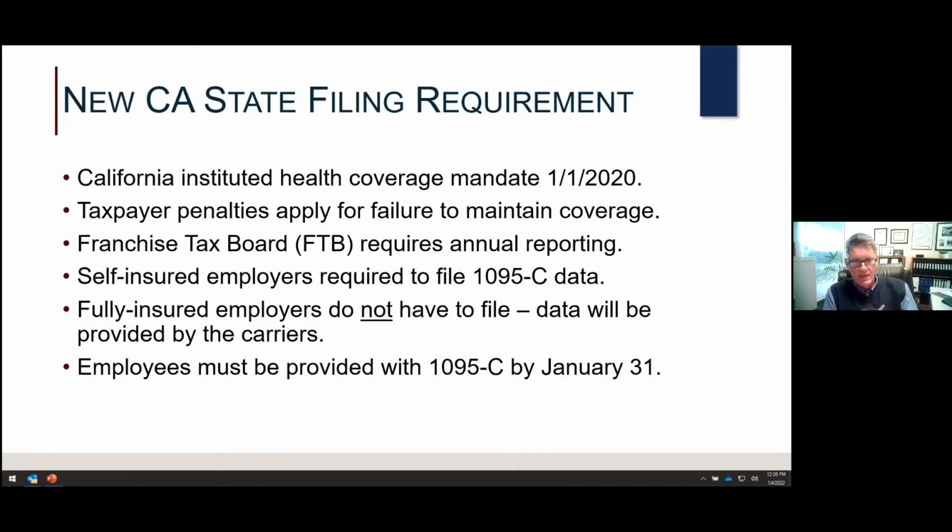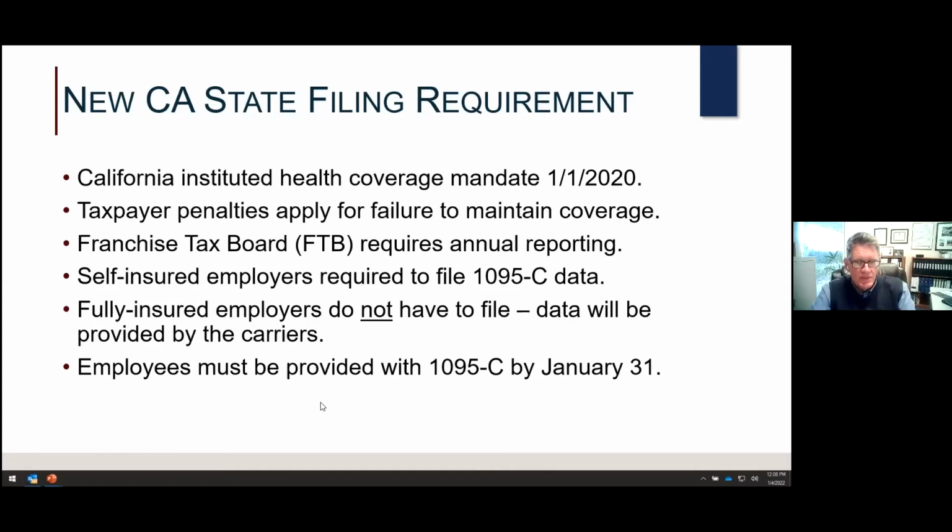You don't have to deal with it. However, there's one little wrinkle here. In the instructions from the Franchise Tax Board, they mandate that employees must receive their forms by January 31st every year. And this conflicts with the federal due date.